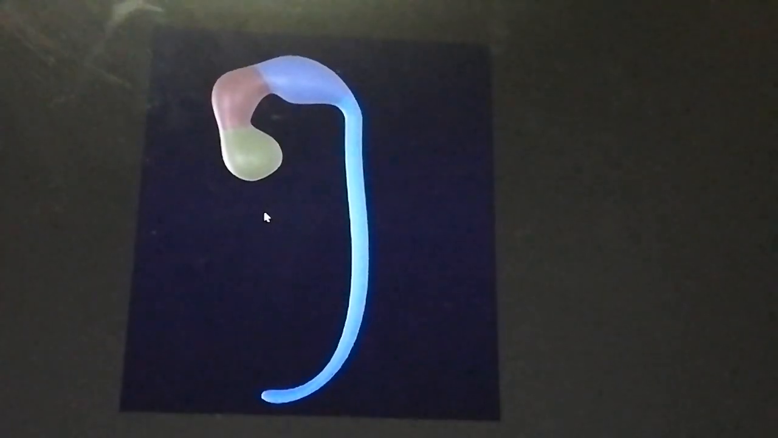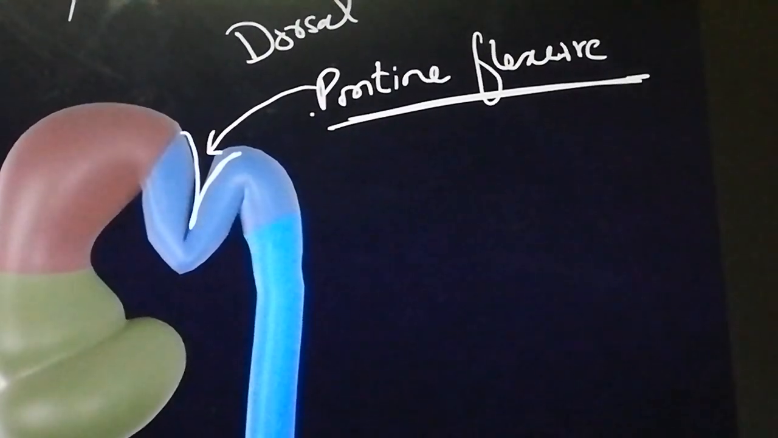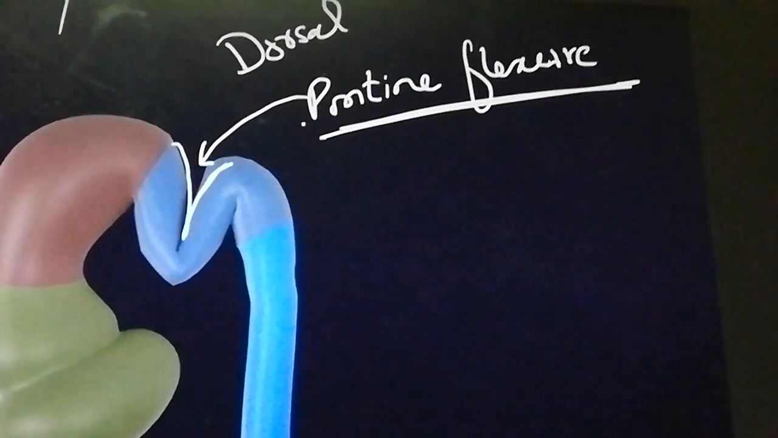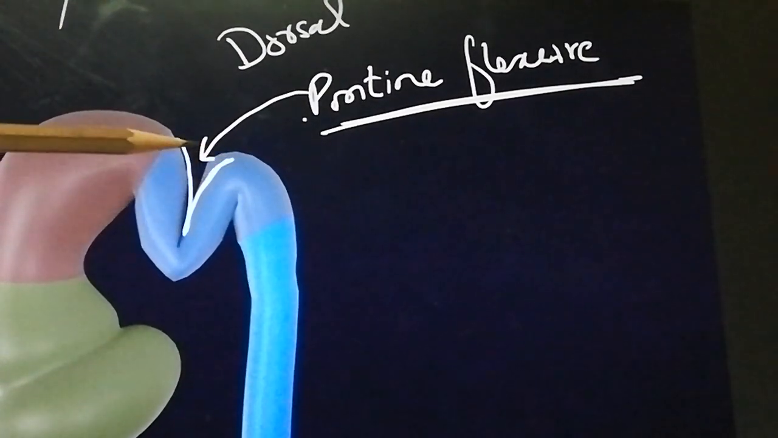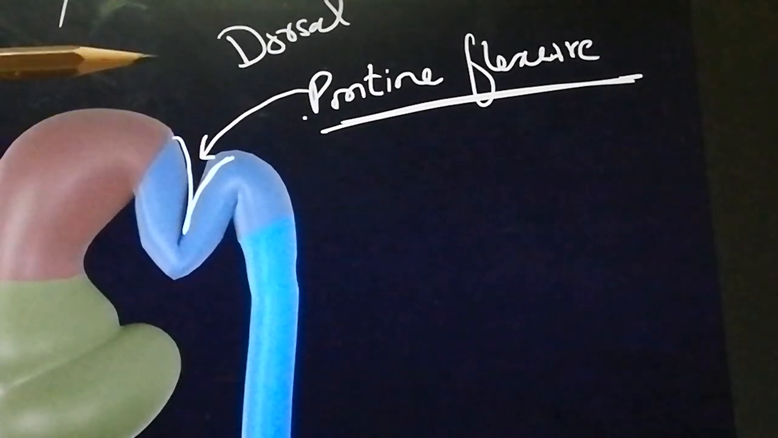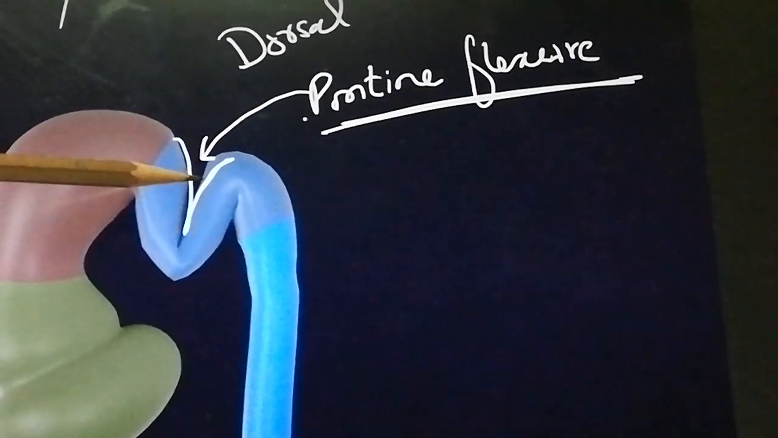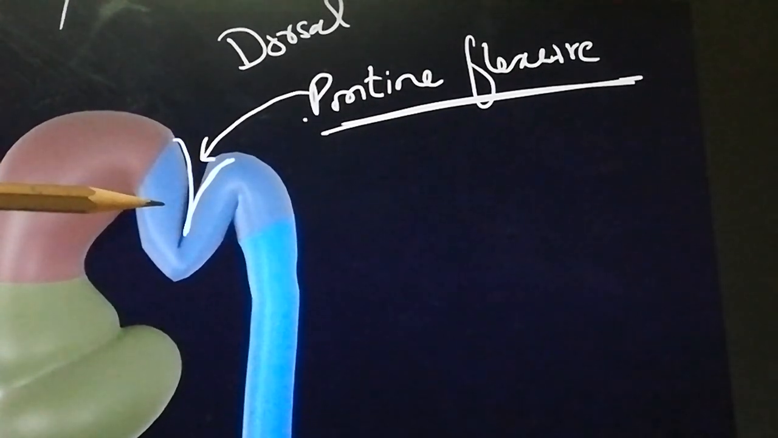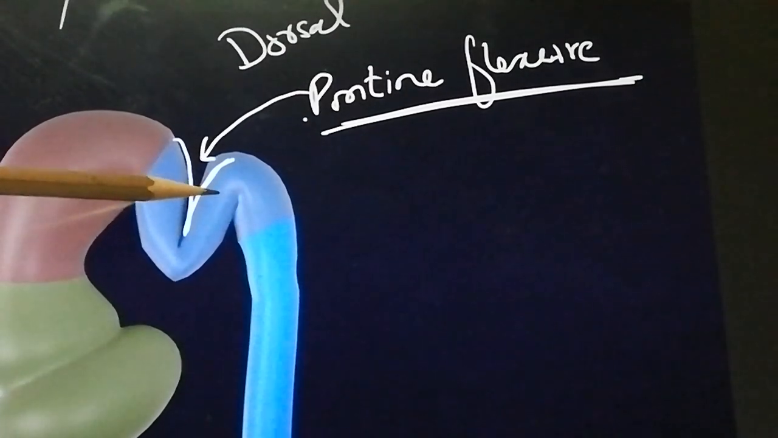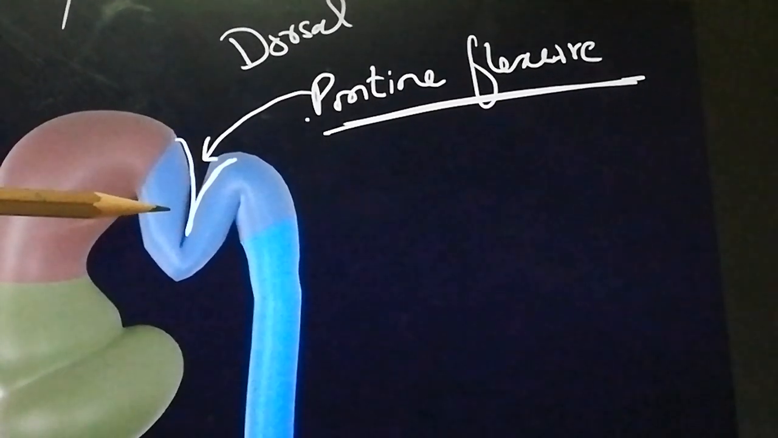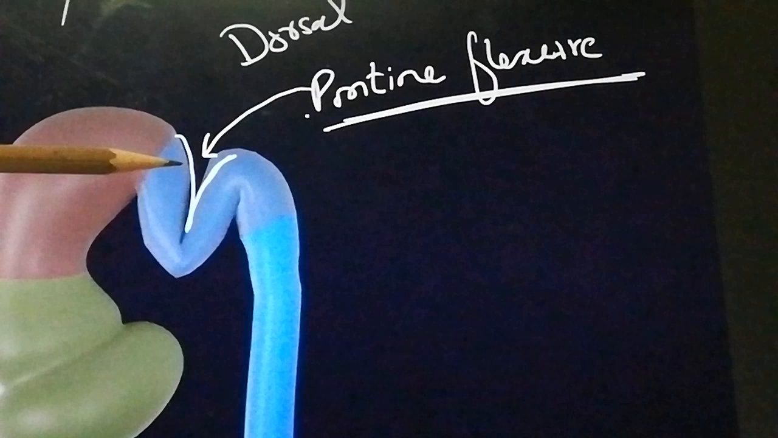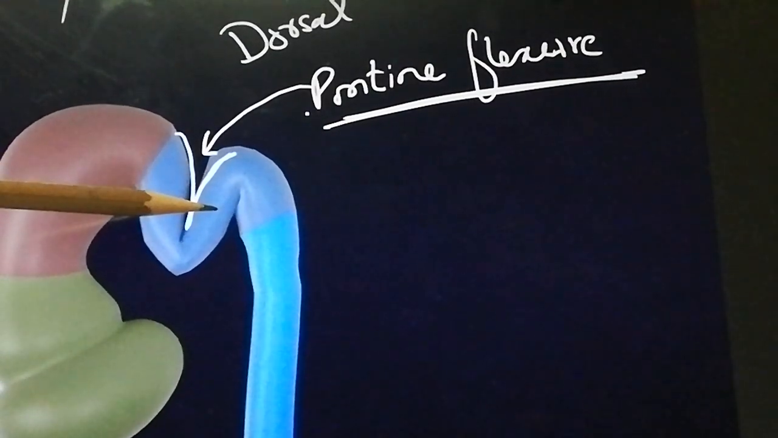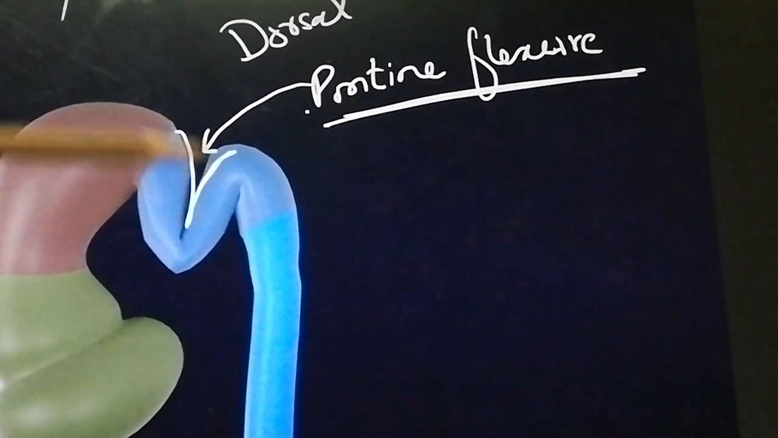Okay, now what next? Now you see that within this rhombencephalon there is a development of the pontine flexure that will divide this rhombencephalon into metencephalon and the myelencephalon. Metencephalon is the future pons and cerebellum, and the myelencephalon will give rise to the medulla oblongata.